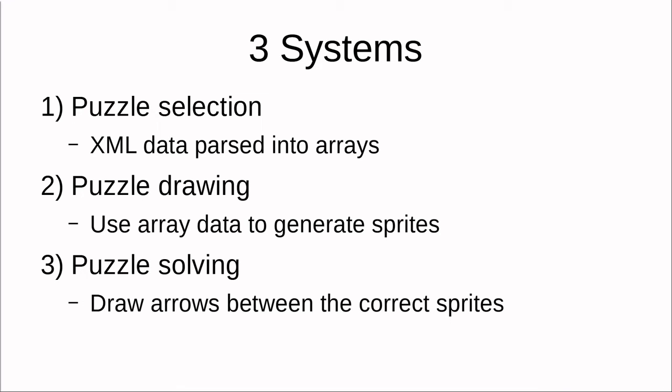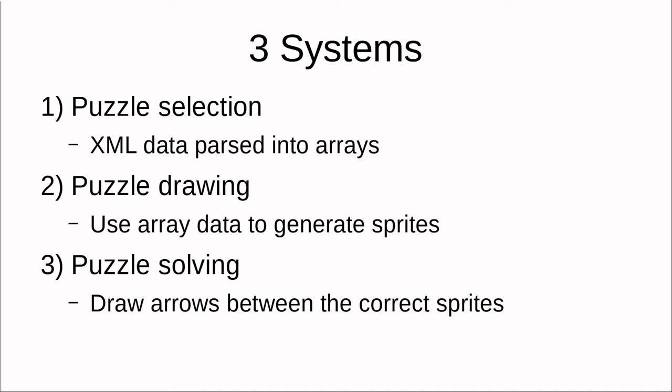That was the front end of the system. The back end is basically three systems. There's puzzle selection, puzzle drawing, and puzzle solving. The puzzles all exist in a database as XML data, and it's supposed to be basically a more human-friendly format for creating puzzles. Then when a puzzle is selected, it'll parse the XML data into some arrays, which are supposed to be a more machine-friendly format.